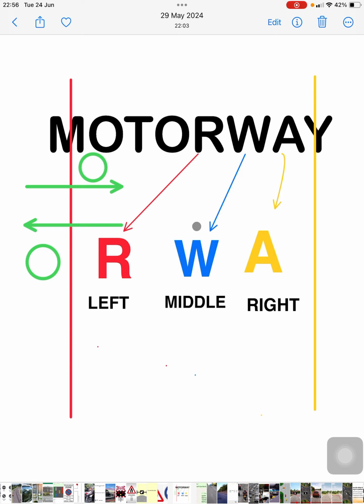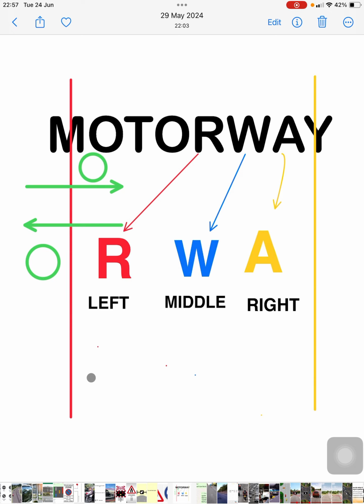If you just remember these three letters, R, W, A, which are in the motorway, M-O-T-O-R-W-A-Y, R, W, A. So red studs will be on the left, white in the middle, amber on the right-hand side.